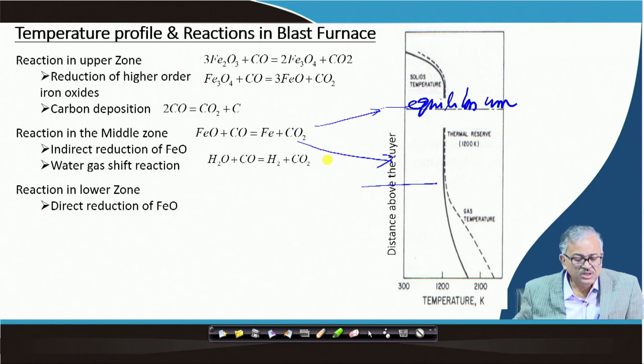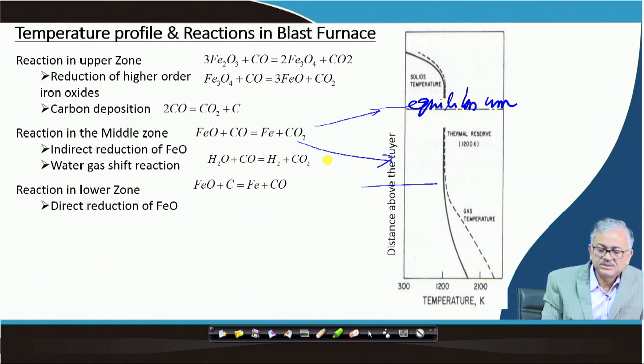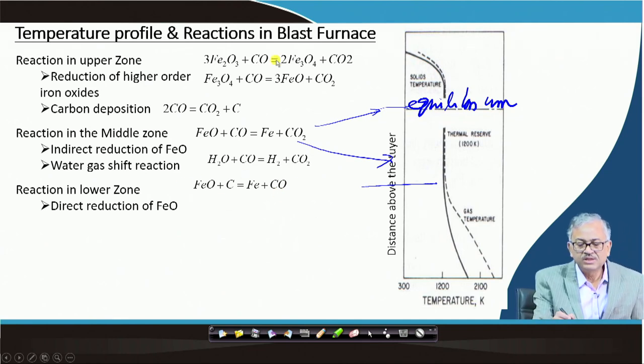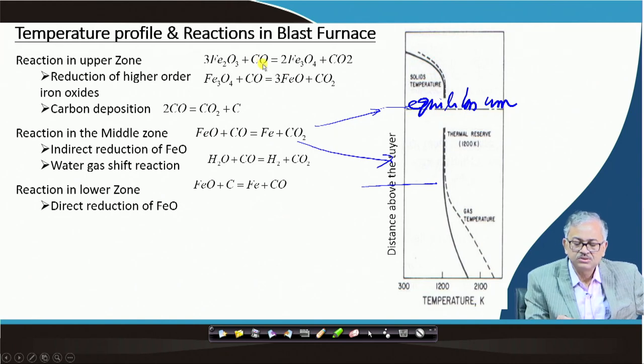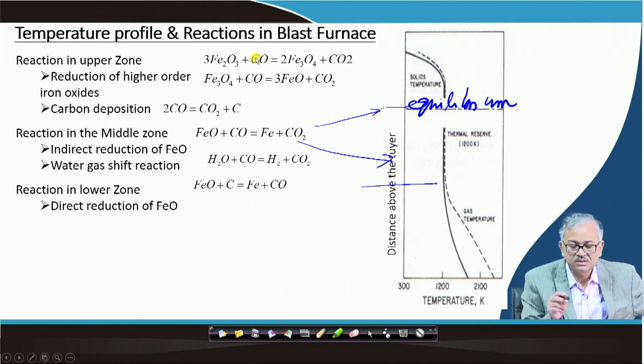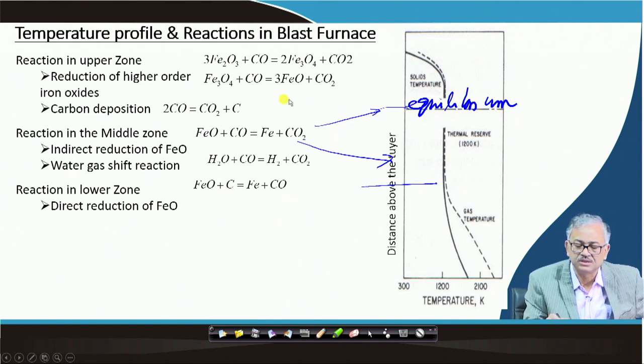And then in the lower zone, basically the direct reduction of FeO takes place. Direct reduction means FeO plus C, when the carbon directly participates in the reaction. These others are called indirect reduction, because the carbon does not participate in the reaction directly. It is the CO which is generated in the lower part of the furnace, and when it moves up, it reacts with this. So this type of reaction is called indirect reduction, and this is also indirect reduction, because whatever CO is generated here participates in this reaction.